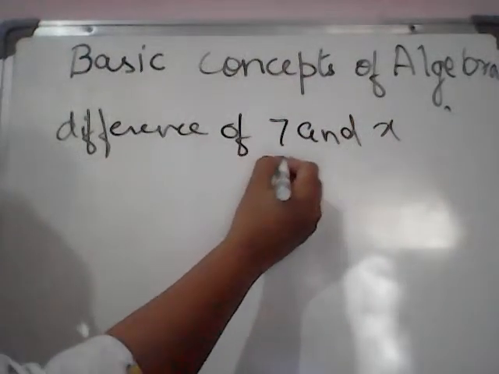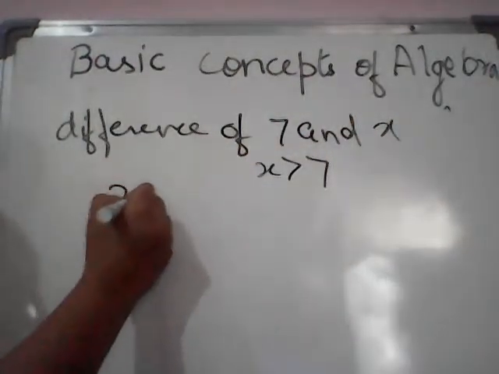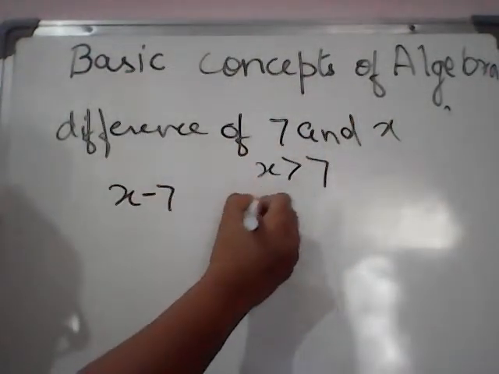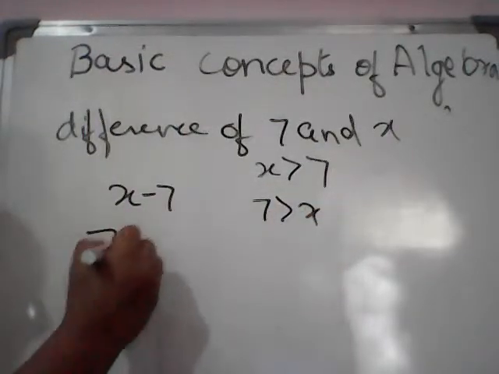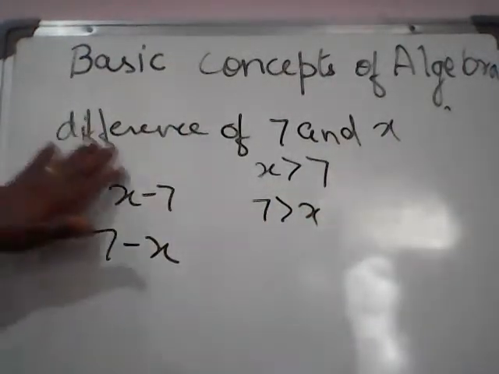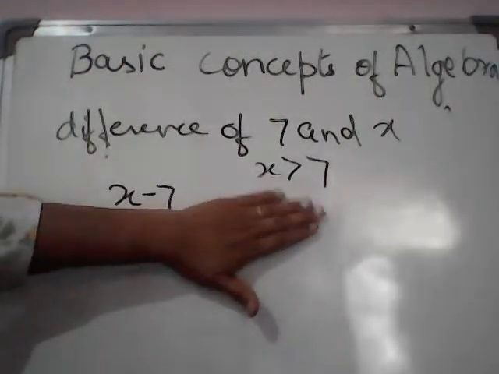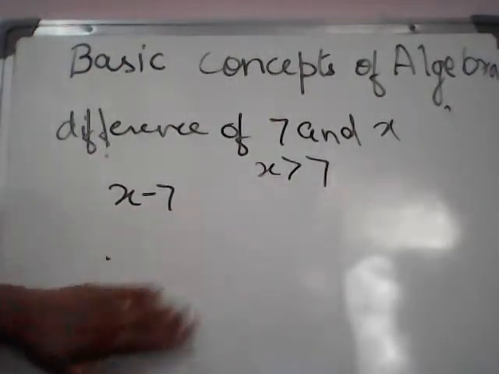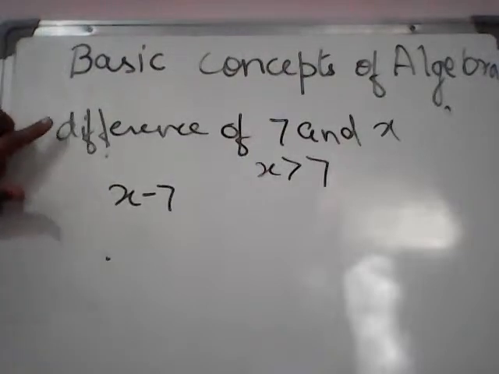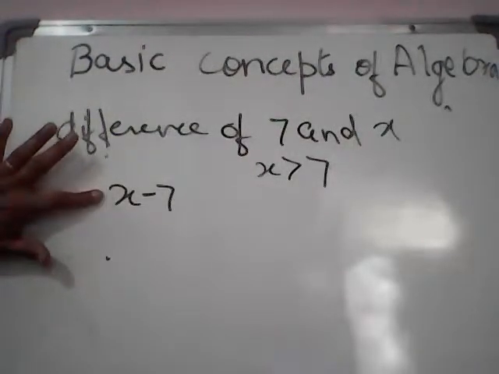If x is greater than 7, we will have x minus 7. And if it is given that 7 is greater than x, we'll have 7 minus x. So the difference of 7 and x will be x minus 7 or 7 minus x, whichever is given. This is how we convert words into expression form.